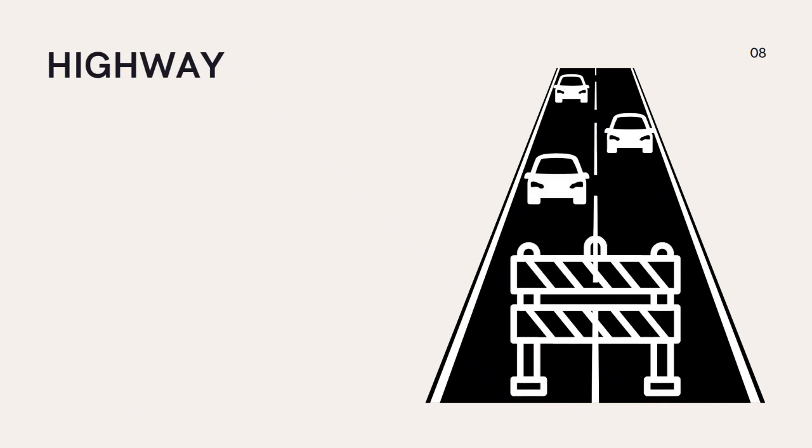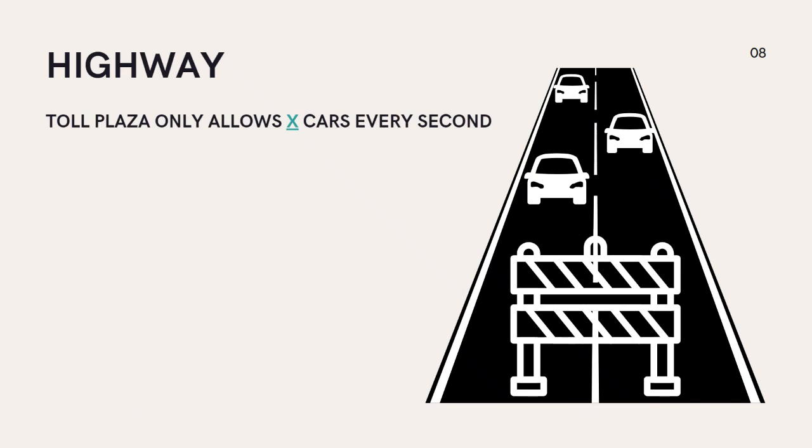Now the toll plaza says that only X cars are allowed every second. Right. So I want you to think of the highway as our Ethereum blockchain, and the cars as transactions. So basically, what we're saying is that our blockchain only allows a certain number of transactions per second. And I wanted you to remember this example because I'll come back to it after some time.